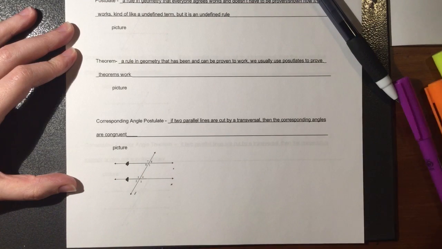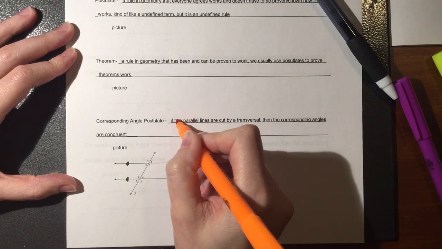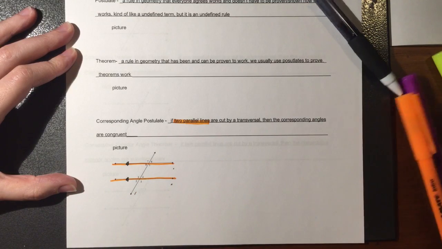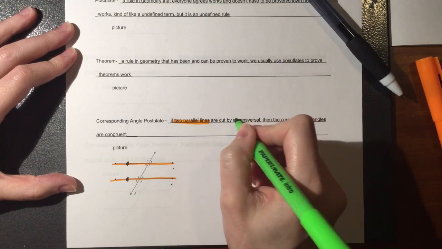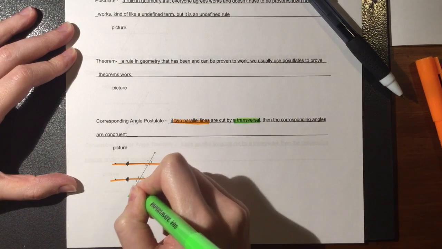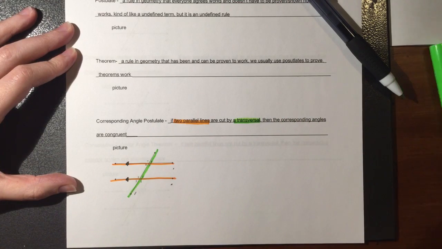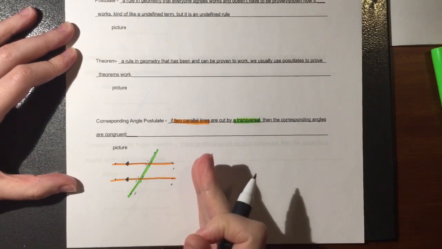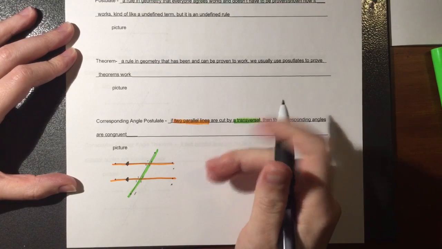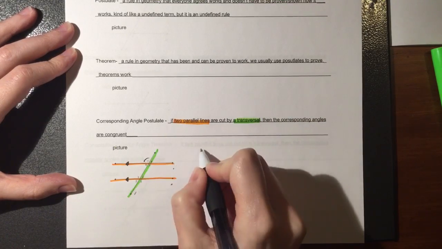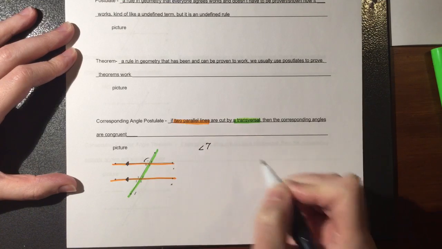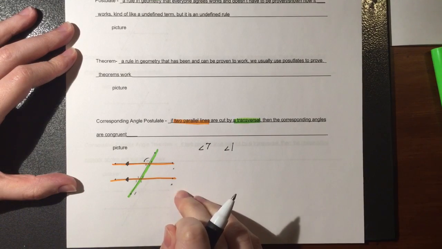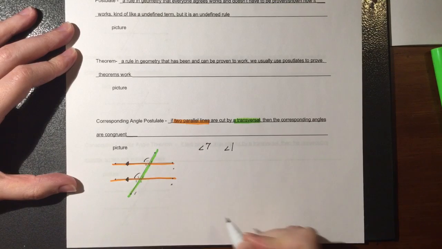So if we look at what we've got, they tell us if we have two parallel lines. So there's one line, there's the other line that's parallel, and if those two lines are cut by a transversal, so there's our transversal, then the corresponding angles are going to be congruent. So remember, correspond is on the same side of the transversal, on the same side of the line. So if I start over here, angle 7 is going to correspond with angle 1. So that's what we talked about last lesson, just being able to identify them and pick them out.